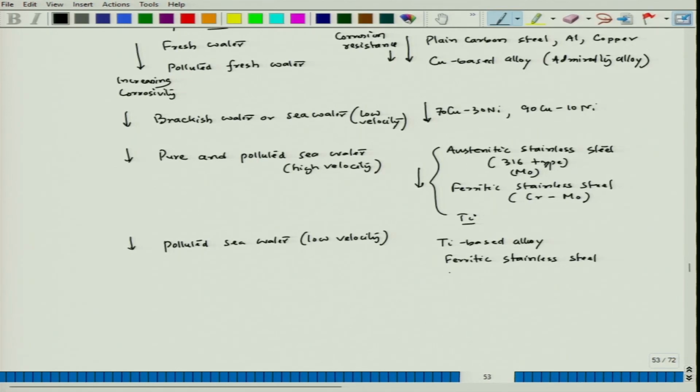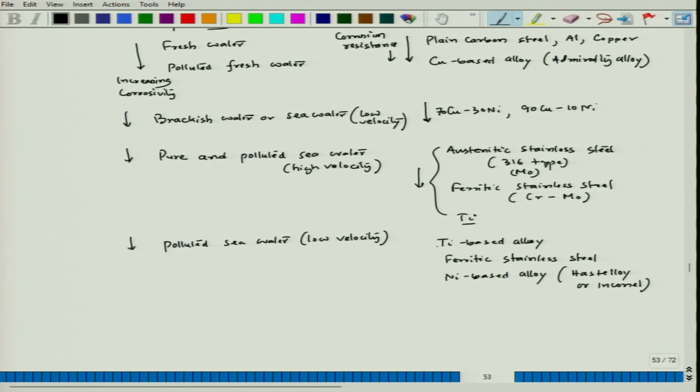Okay. We can also go for nickel based alloys with much higher molybdenum content. So, nickel based alloy, like Hastelloy or Inconel, which has much higher molybdenum content, more than 10%. So, that gives very good corrosion resistance, even very high corrosion resistance against pitting or crevice.